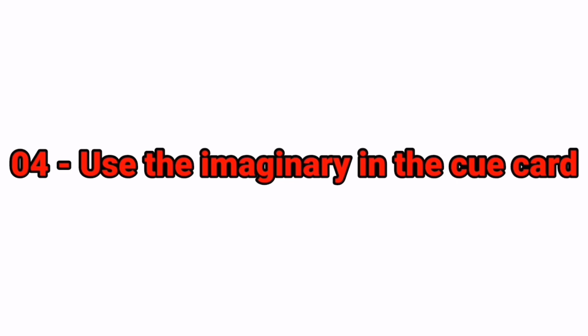Tip number 3. Give a general line to each and every cue card. For example, if your cue card is describe a historical place you visited, so you can start this cue card by a general line and you can say, well, this is my favorite topic. As I am fond of visiting different places, I love to visit historical places. In this way, you can give a general line to each and every cue card and you have to start your cue card by a general line.